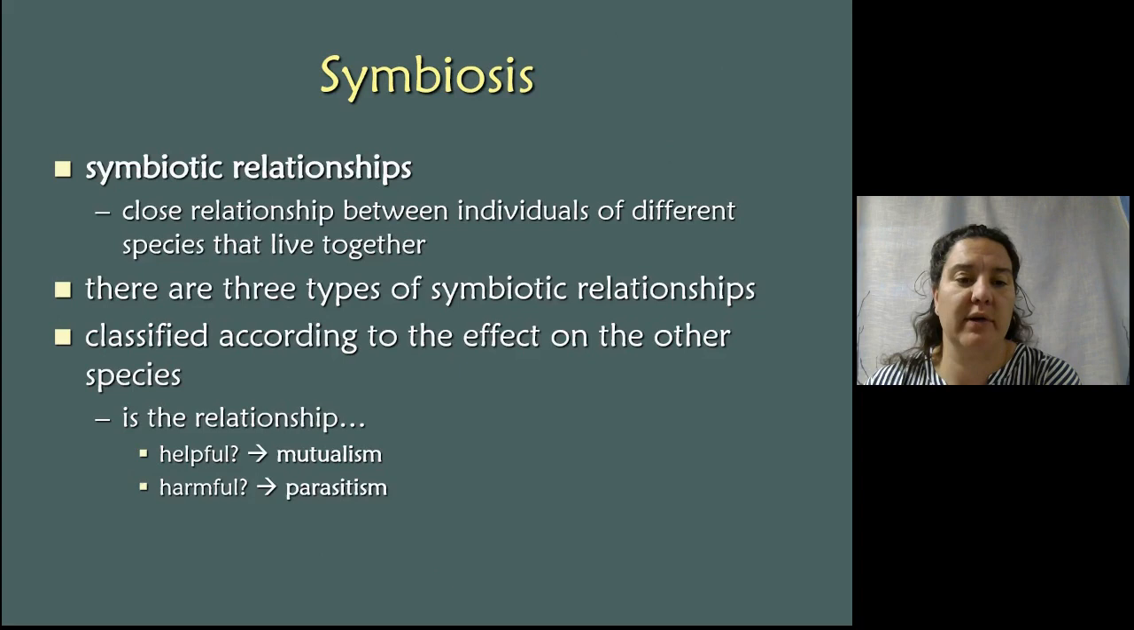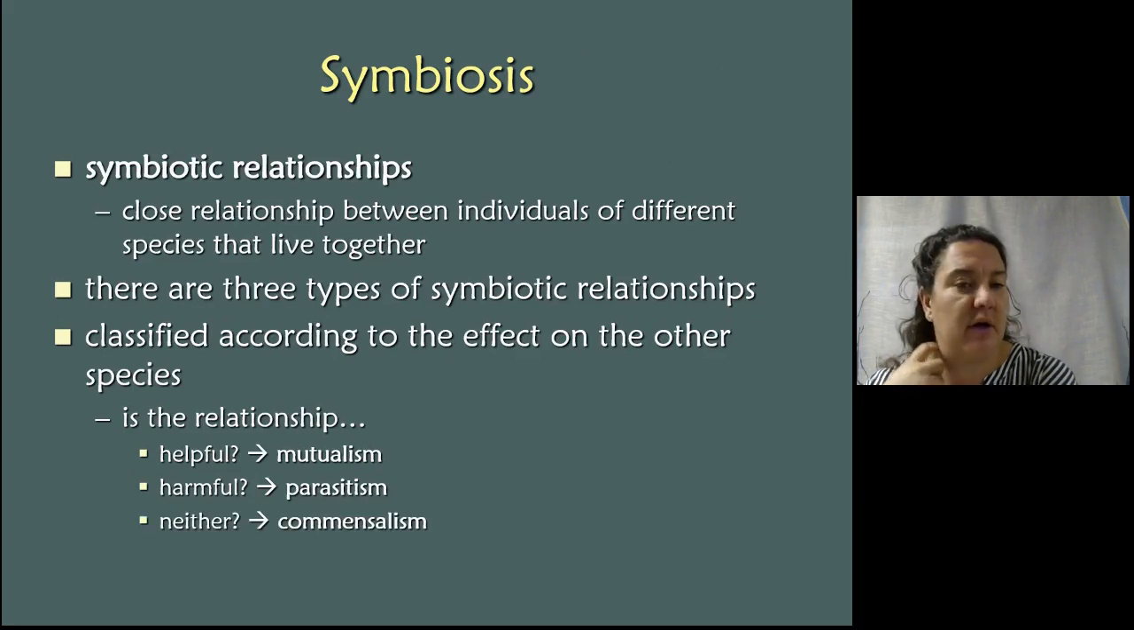We have predator-prey relationships, and now we have symbiosis. So symbiotic relationships are close relationships between two different species that typically live and interact together. And they're classified according to their effect on the other species. So is this relationship helpful? Then it's known as mutualism, where they'll both benefit. Is it harmful to one? Then it's parasitism, where one benefits and the other is harmed. And if it's beneficial to one, but the other one is not really affected, it's known as commensalism.